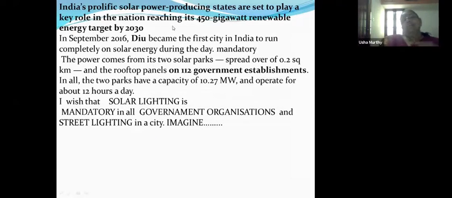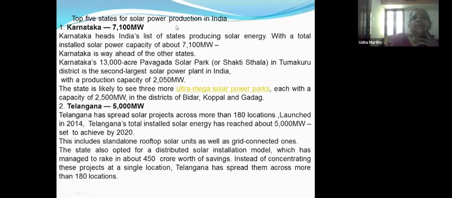Among the states in our country, about 5 states have achieved good progress in tapping solar energy, and I'm happy to mention that Karnataka is leading these states. Karnataka heads India's list of states producing solar energy with the total installed solar power capacity. We attained about 7,100 megawatts. It's way ahead compared to the other states.